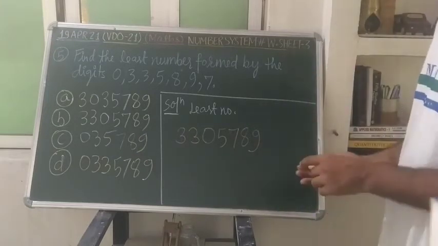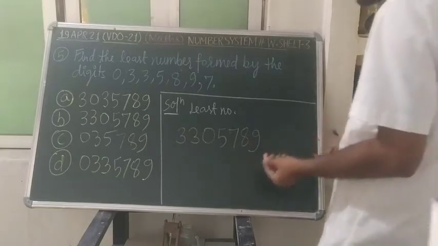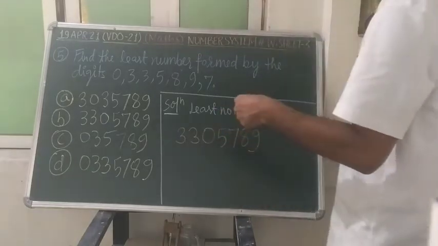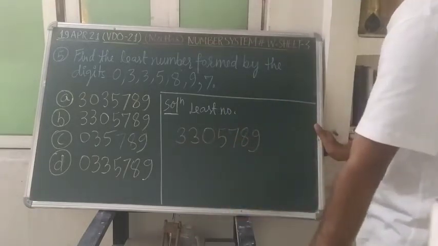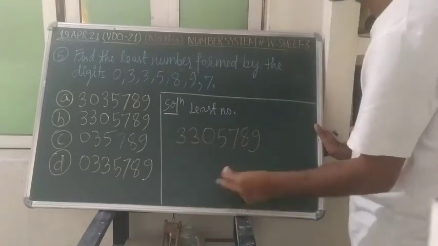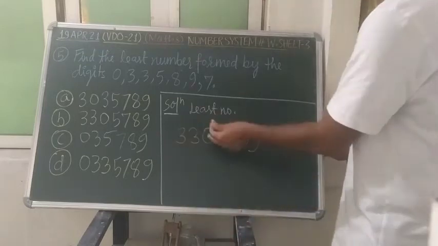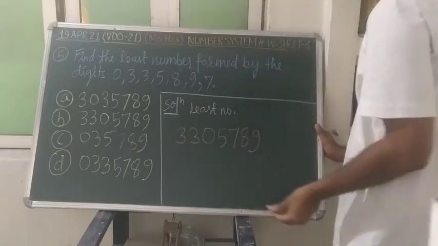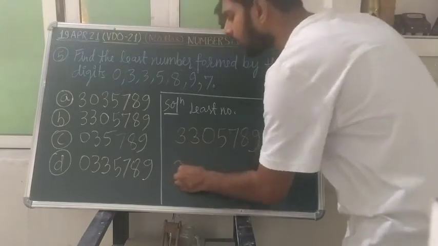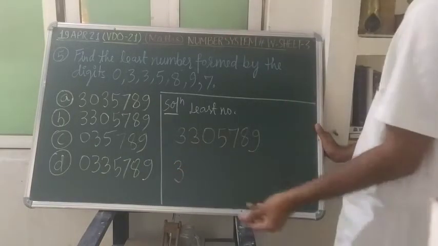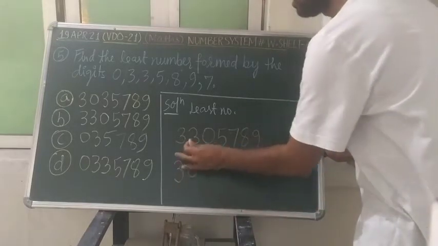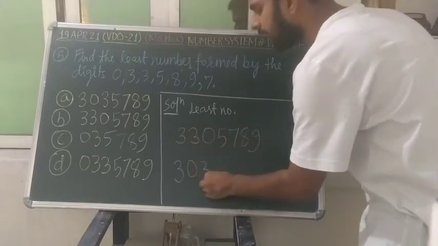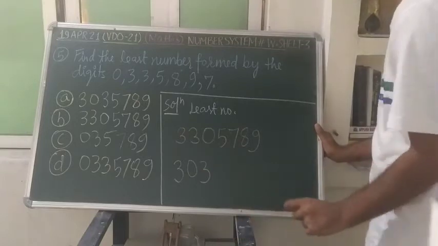Next I can say that we can write this in this way as well. First, 0 we will not write. So the digit bigger than 0 present in it is our 3. So we will write 3. Thereafter we can write 0.